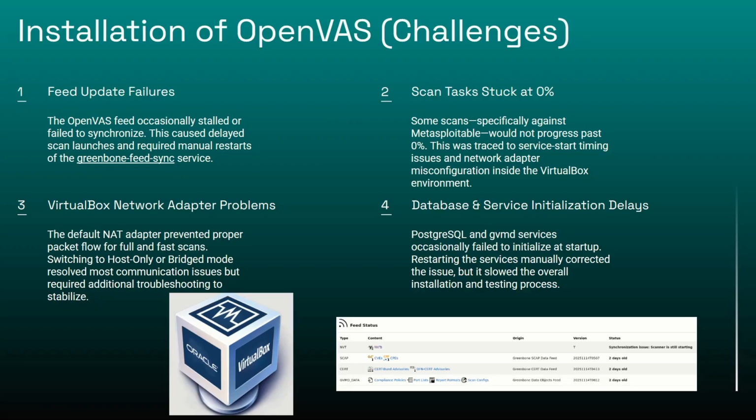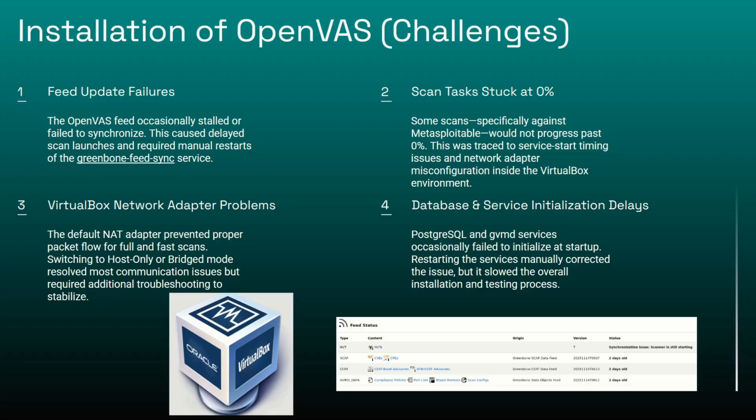One recurring issue involved OpenVAS feeds freezing or failing to synchronize. Updated vulnerability information is essential for accurate scanning, so I had to manually restart the feed sync service multiple times. Another challenge was scans, especially against Metasploitable, freezing at 0%. At first, this seemed like an internal OpenVAS issue, but later I discovered the root cause was related to network configuration problems rather than the scanner itself.